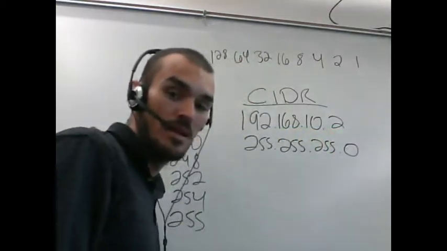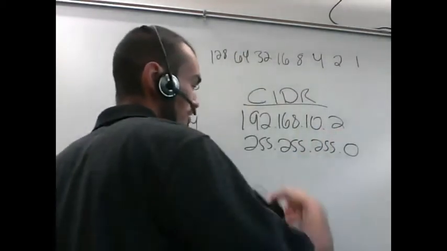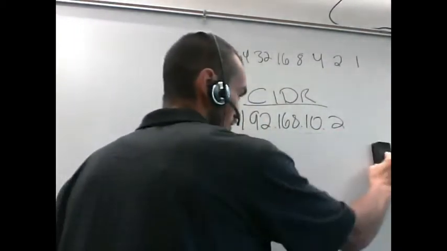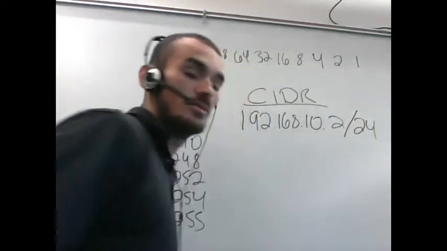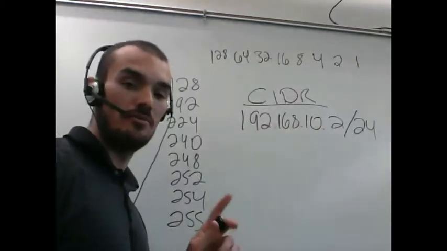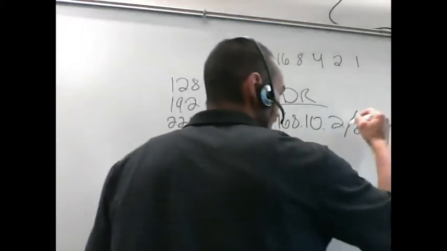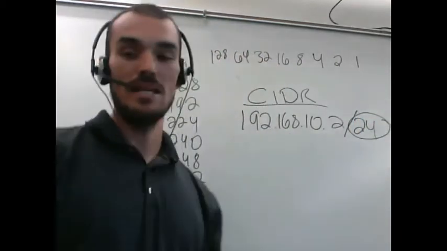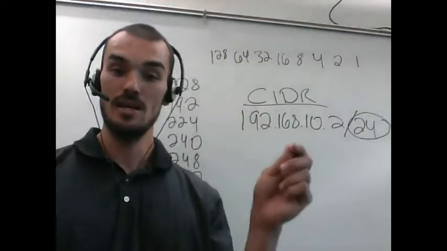like this. But on the tests, especially those tests given by Cisco, you will see this number represented like this, /24. The only thing you need to make sure you understand with these CIDR notations is this number means the number of ones I have in my subnet mask.